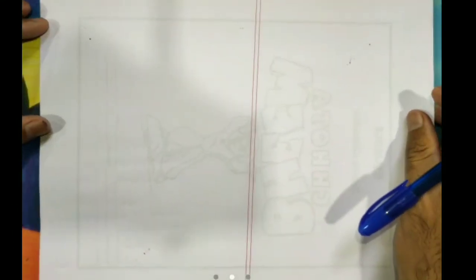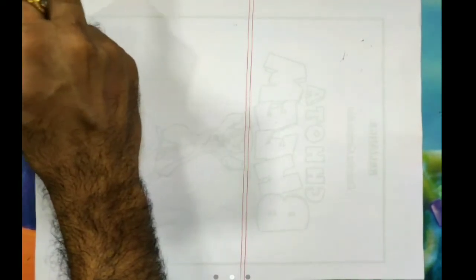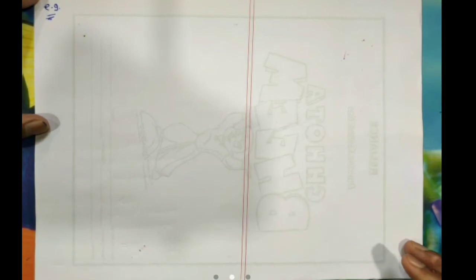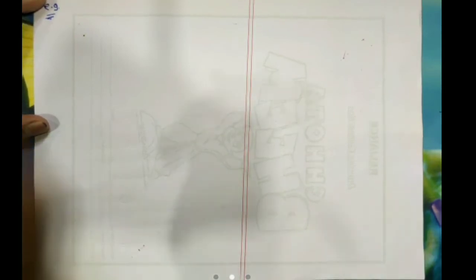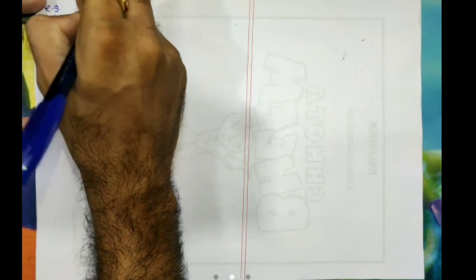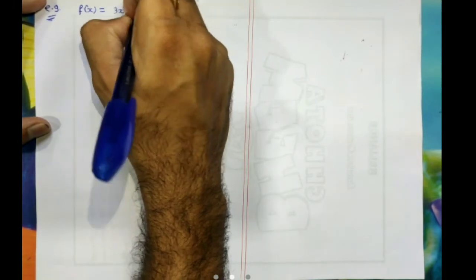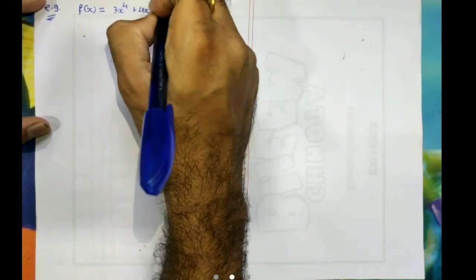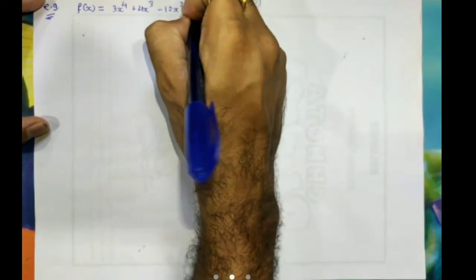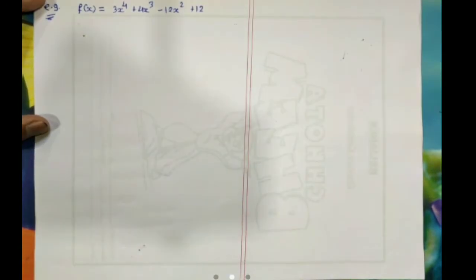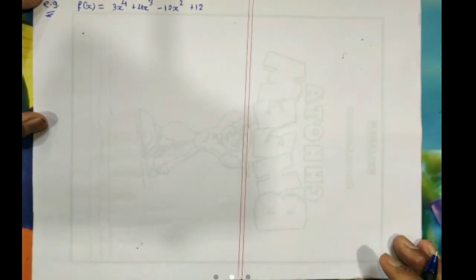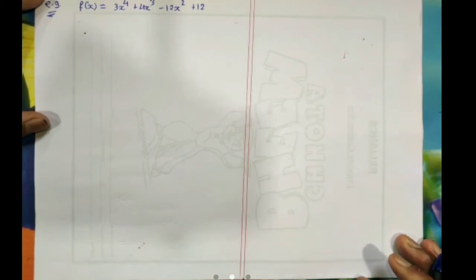So one example is there. Function f of x is given. Suppose one function f of x is given, which is equal to 3x raised to 4 plus 4x cube minus 12x square plus 12. This is our function f of x. Now the question is, for this function find the local maximum value and local minimum value.